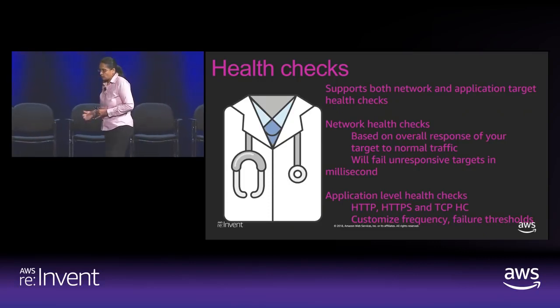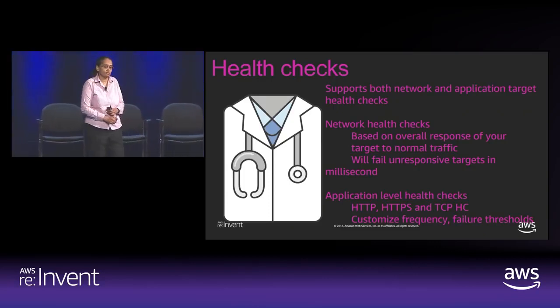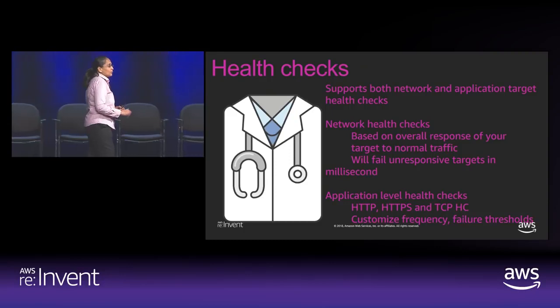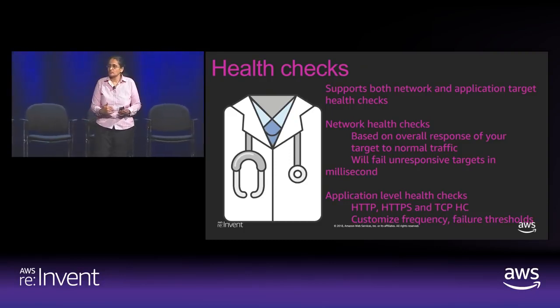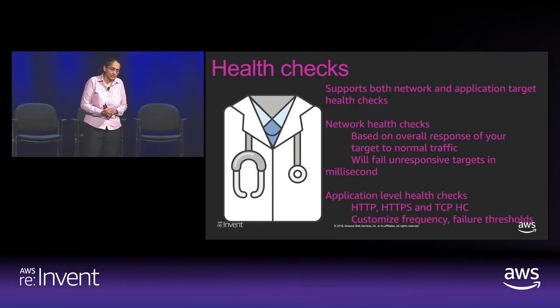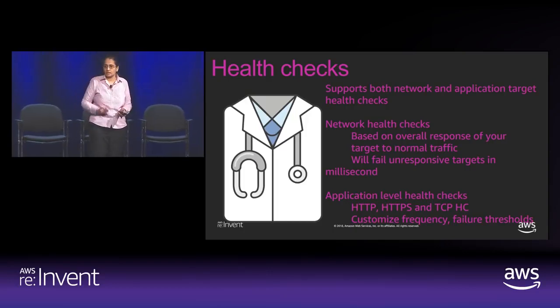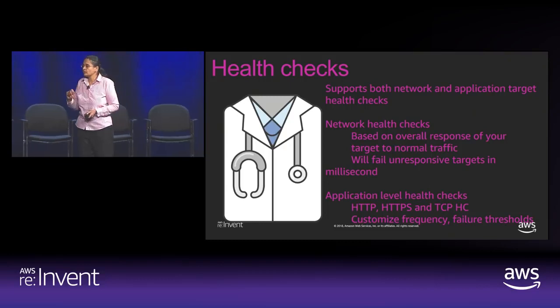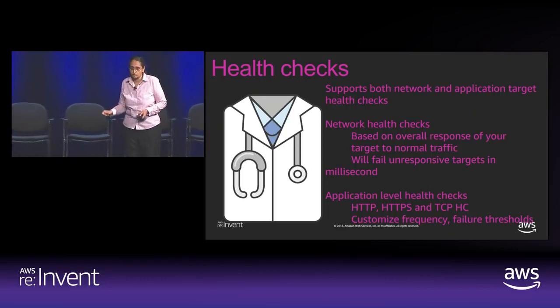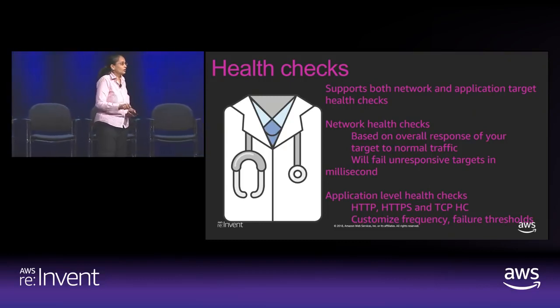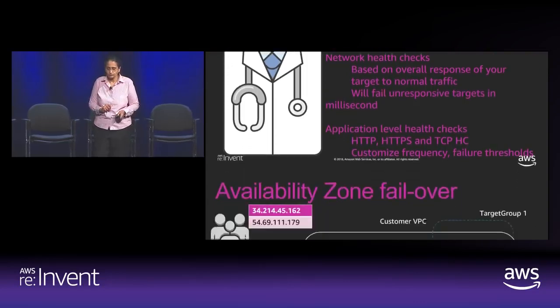You can customize the frequency and the failure. But the additional thing on the network load balancer is the network health checks. What network health checks do is actually monitor the behavior of your backends, and if you see any behavior changes, we fail away within seconds. You want to use this for any fast failover kind of use cases. So this is new on a network load balancer.